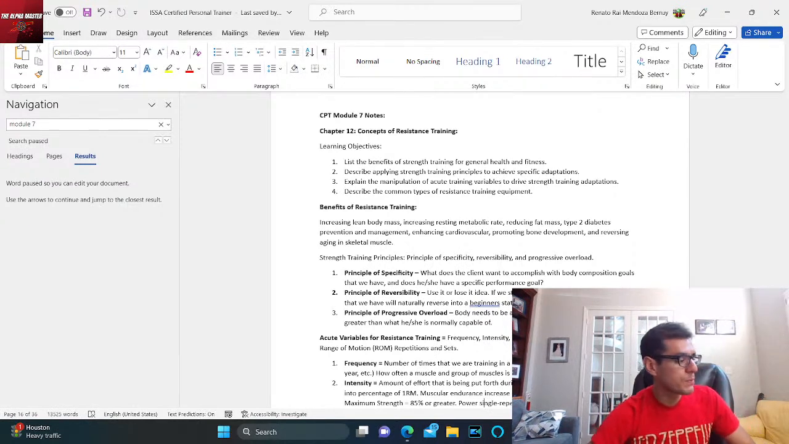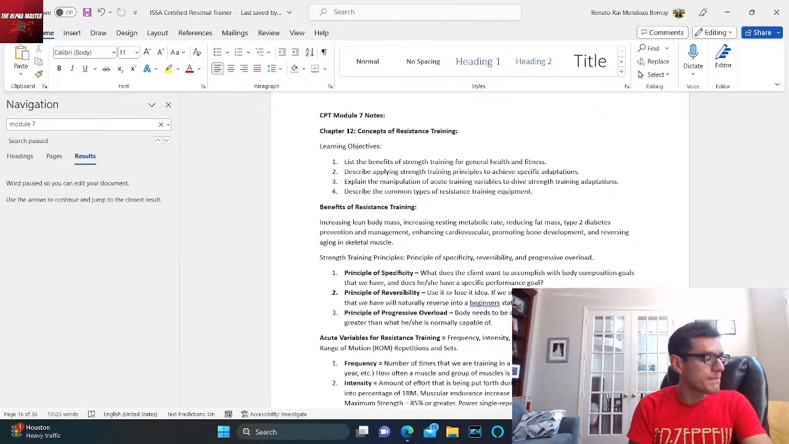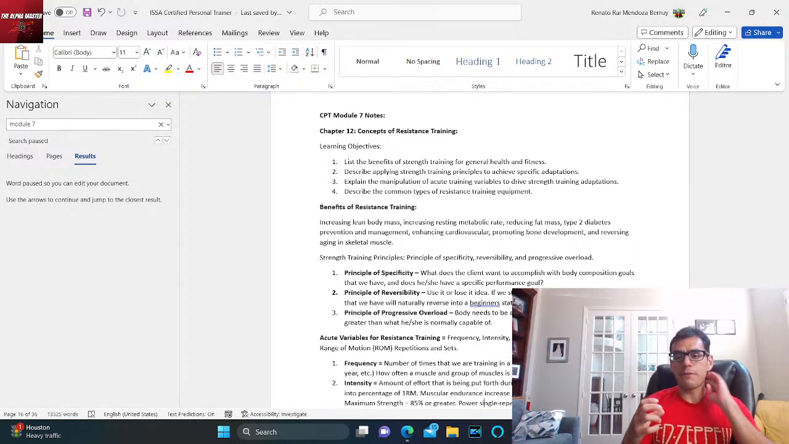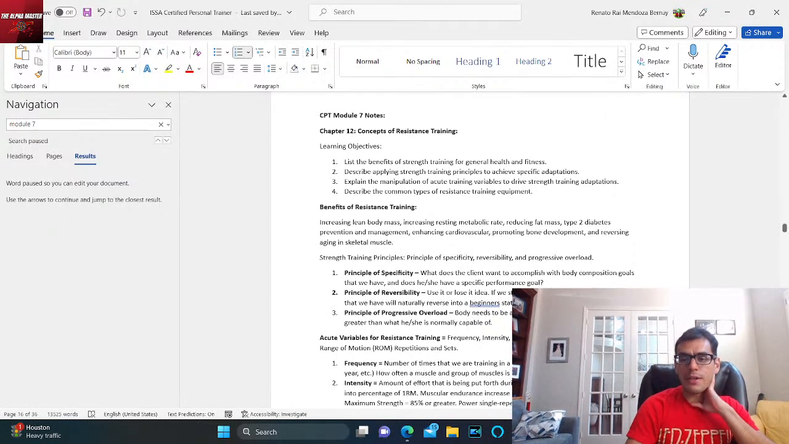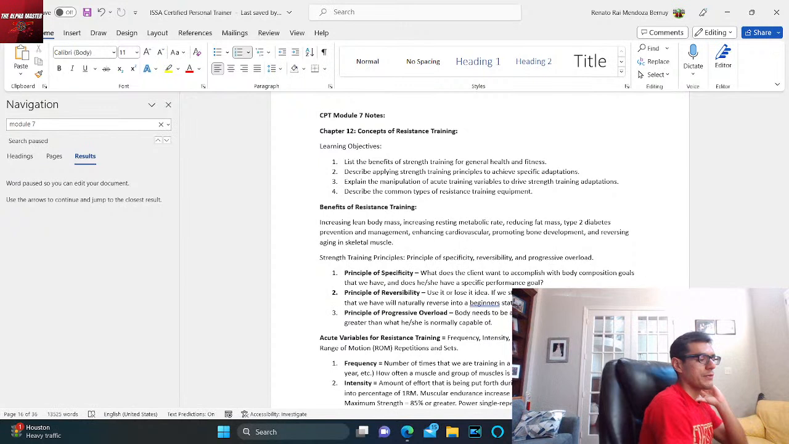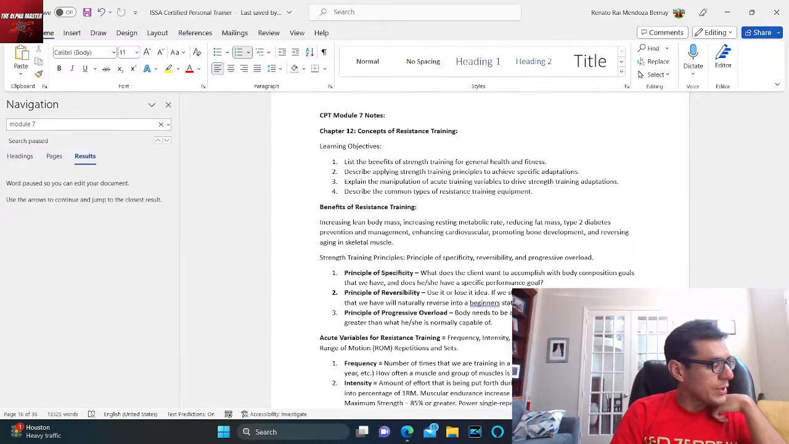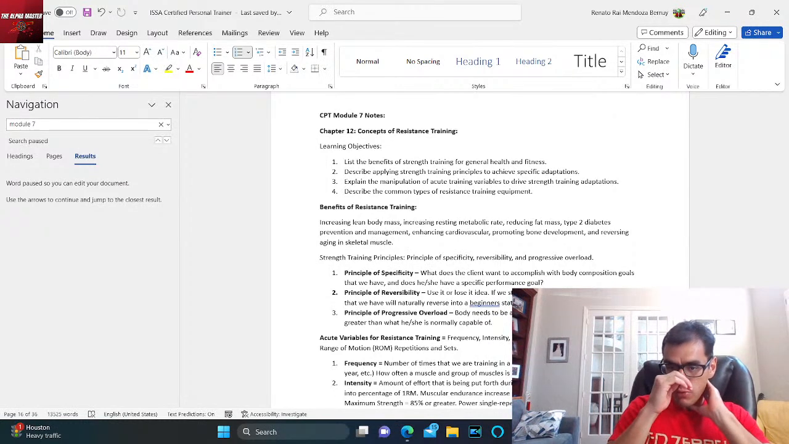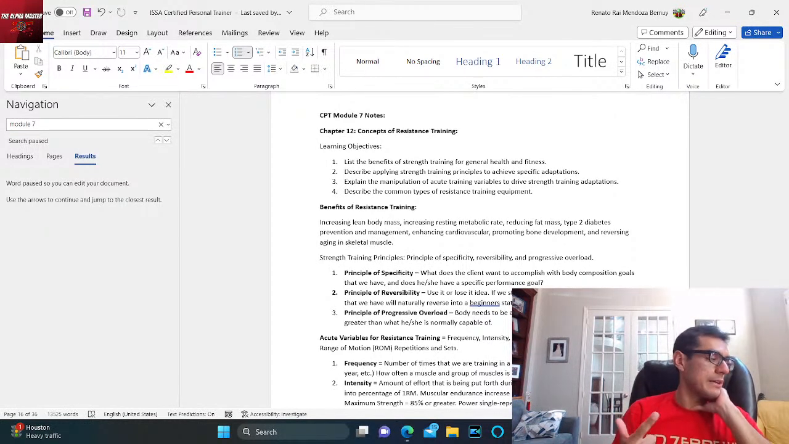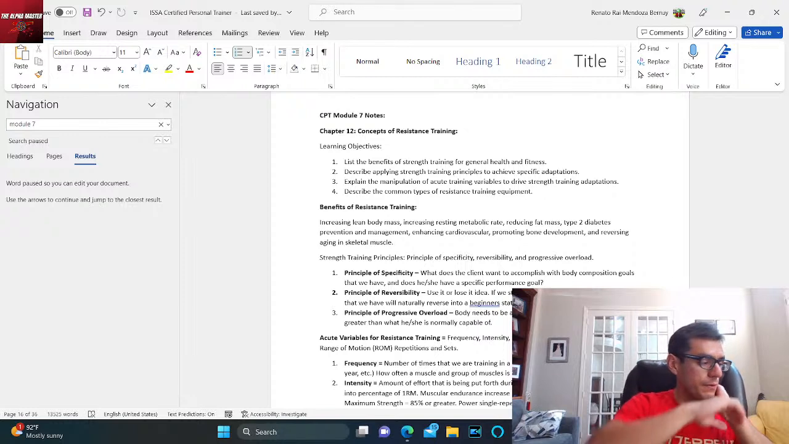So the intensity is the amount of effort that is put forth during a given resistance exercise, expressed in percentages of one repetition max. For a training goal of muscular endurance increase, you have an intensity of 67% or less.